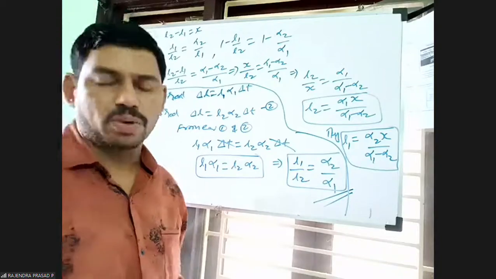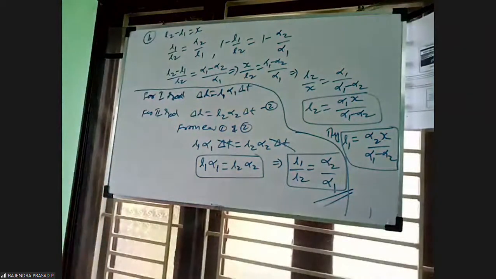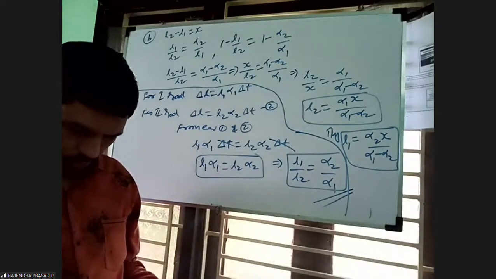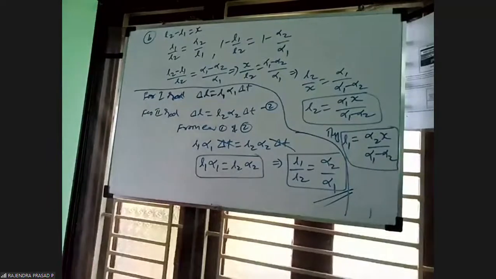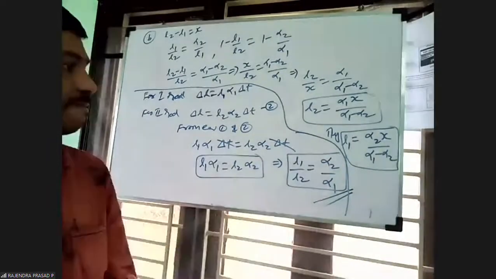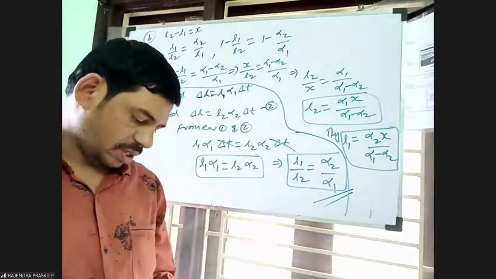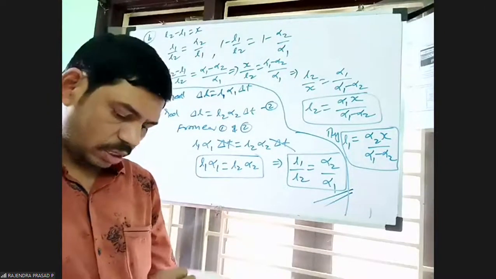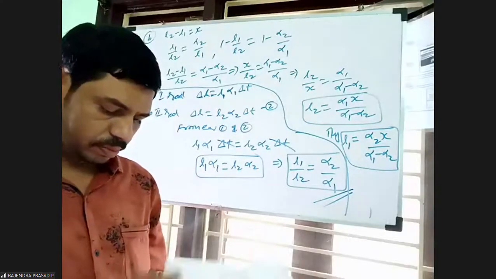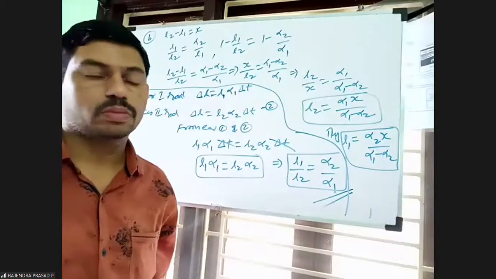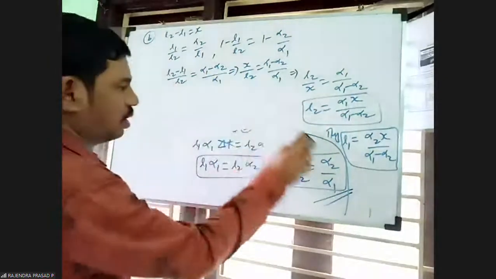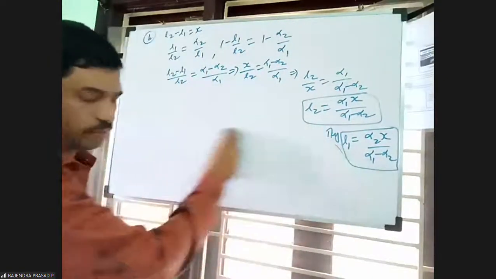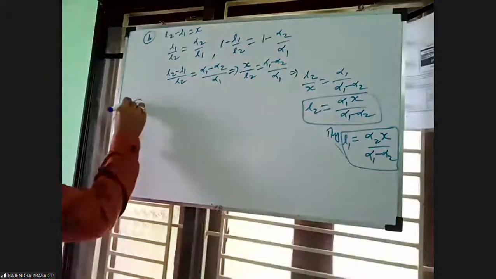Actually, individual length is calculated by using this one. Right. Next one. Third exercise, problem number 10, exercise 3. So part C, the third part.